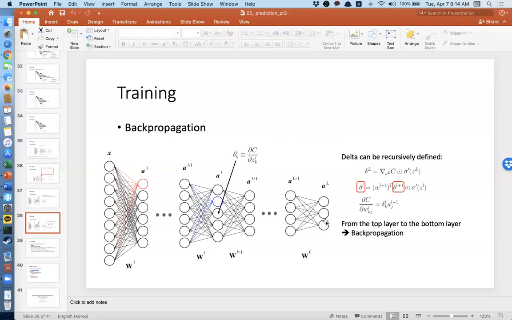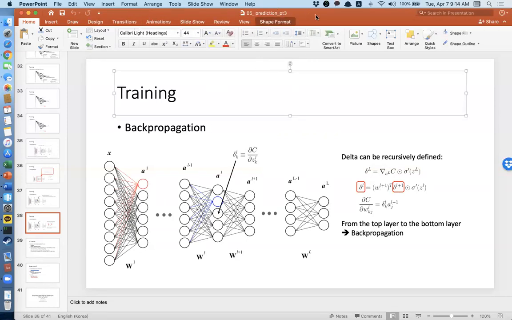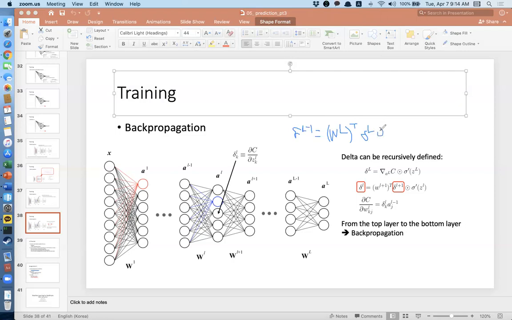So you start from here, and then delta L minus one will have the delta L term like this. If we change delta L minus one here, then it'll have W large L, and I'll just go ahead with the transpose, transpose delta large L, Hadamard product.